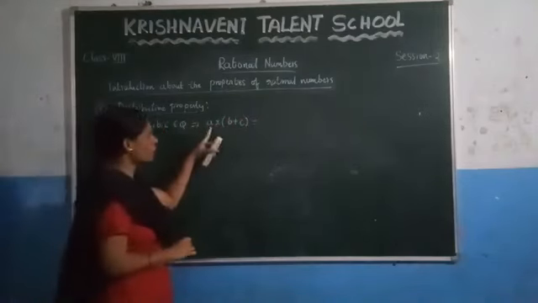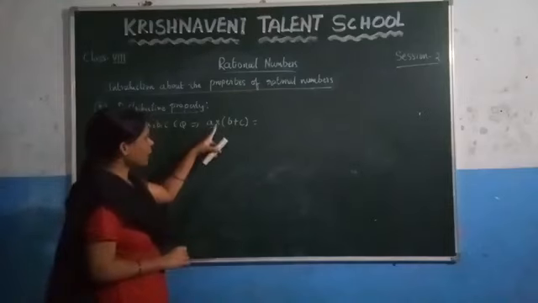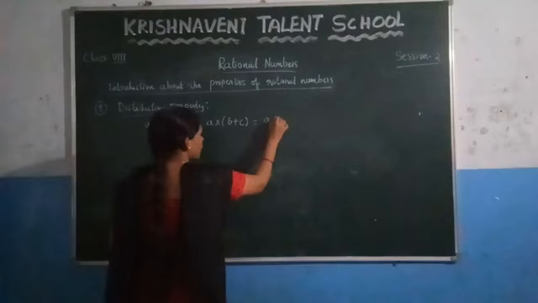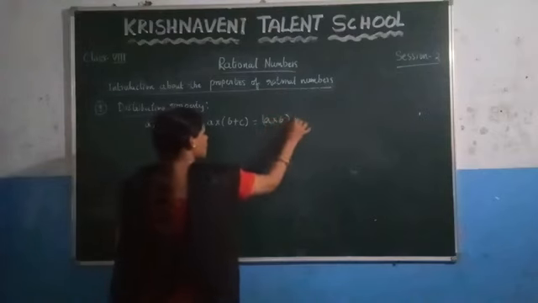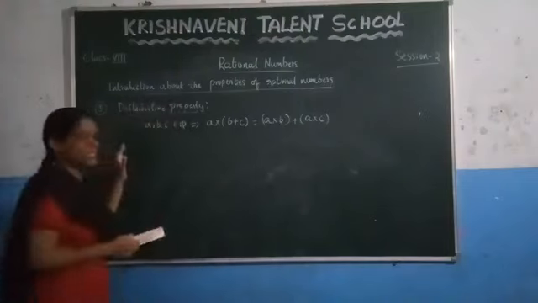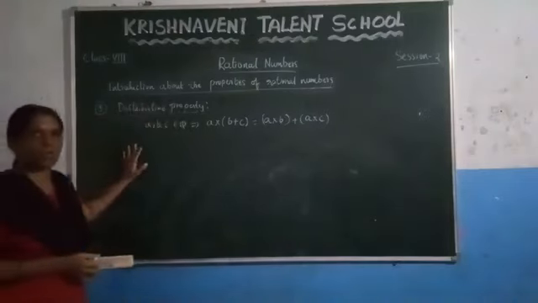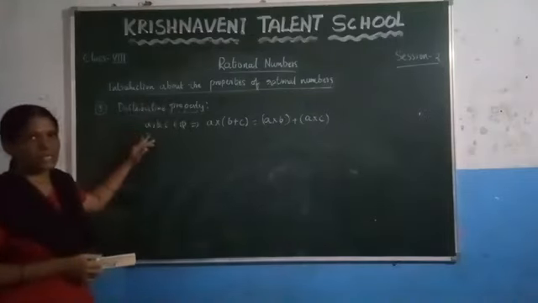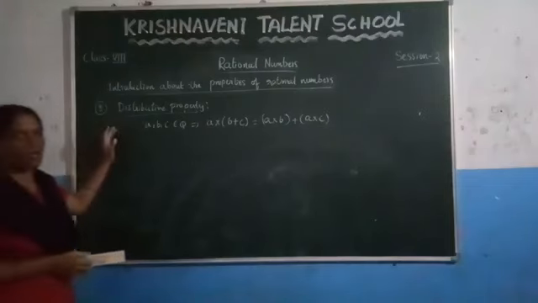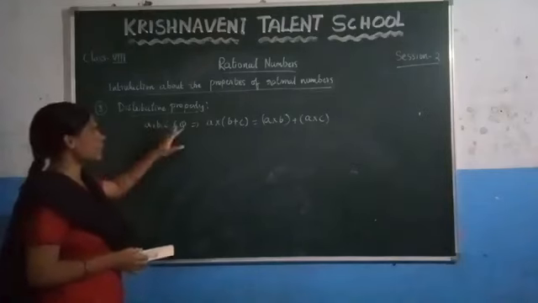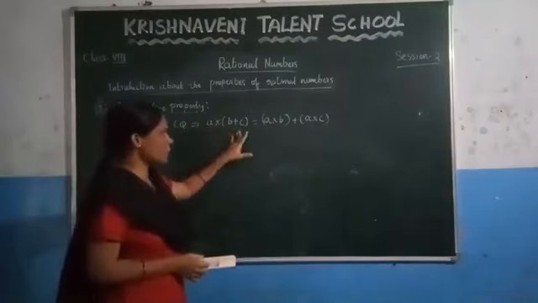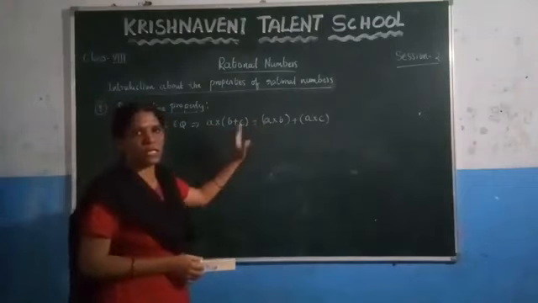How are we distributing here? Just multiply A with both these numbers. What are you getting here? A into B plus A into C. This property we call a distributive property. If you consider any three rational numbers, let us consider them as A, B, C. It states that if A, B, C belong to Q, then A into B plus C must be equal to A into B plus A into C.